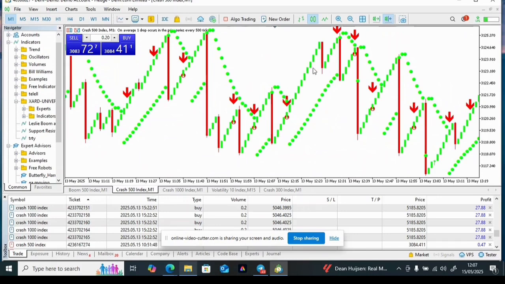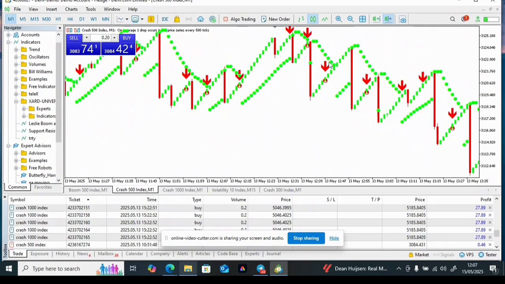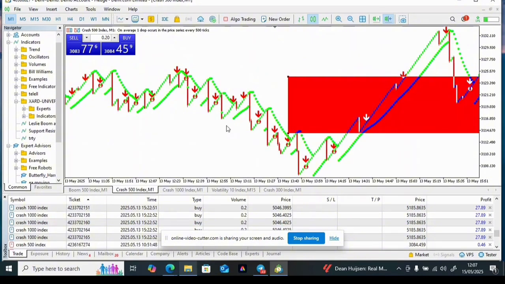Profit. This is a loss. These are good profits here. Yeah, because the market was now going down a little bit. So this was a good profit. And then here it changes to uptrend.